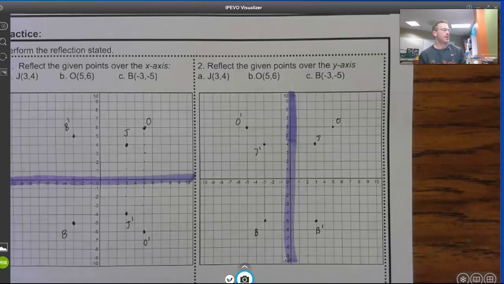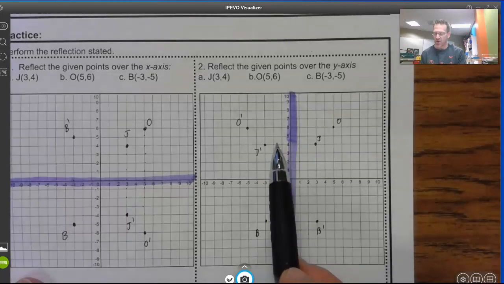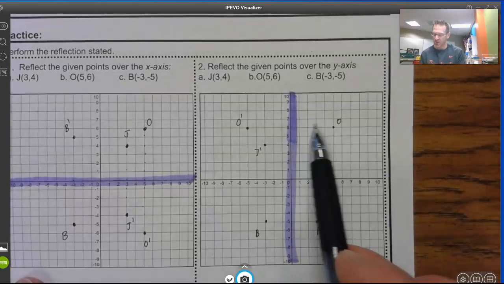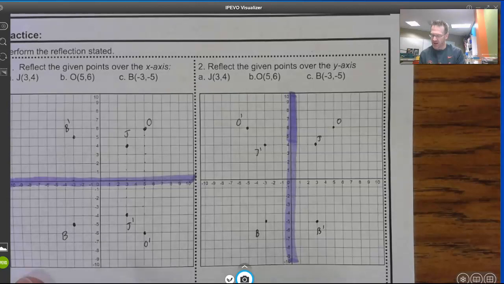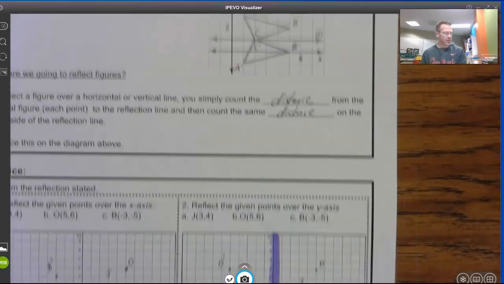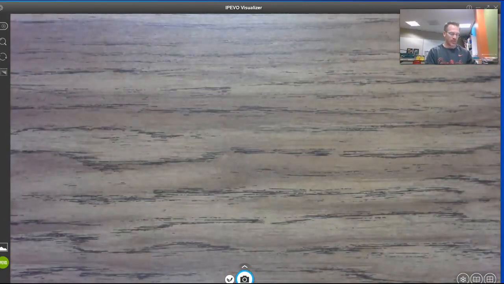All right, going back to our graph, hopefully your work looks like my work. J is 3 to the right, so J prime should be 3 to the left. O is 5 to the right, so O prime should be 5 to the left. B is 3 to the left, so B prime should be 3 to the right. And that's all reflection is. So let's go to the next page, page 3.